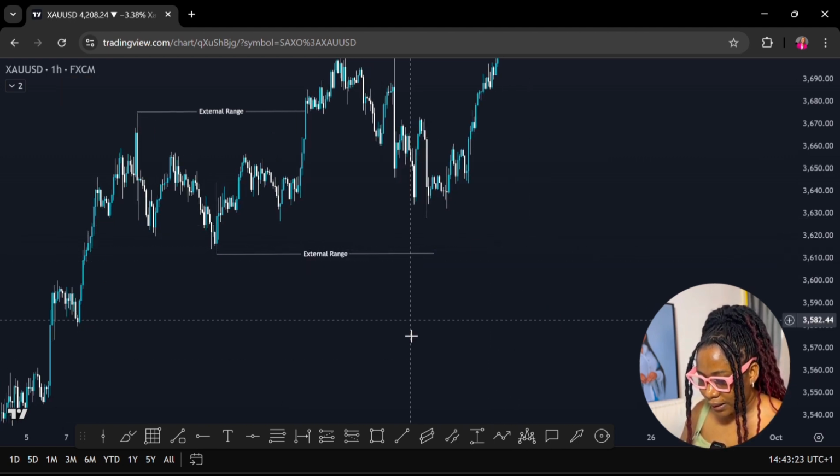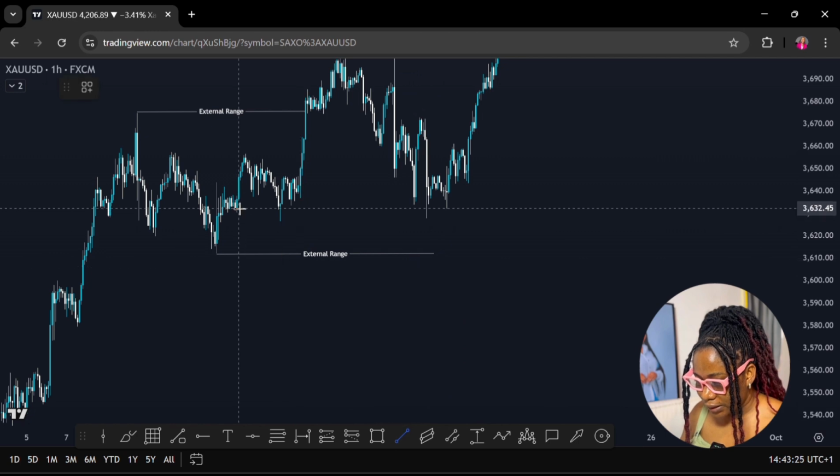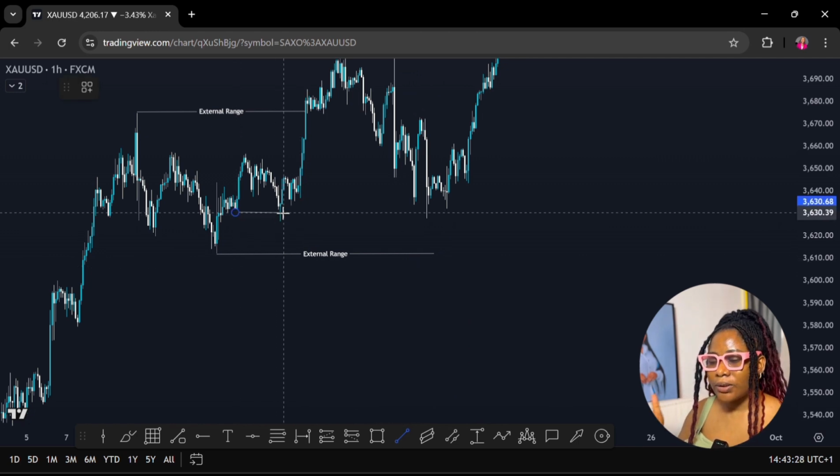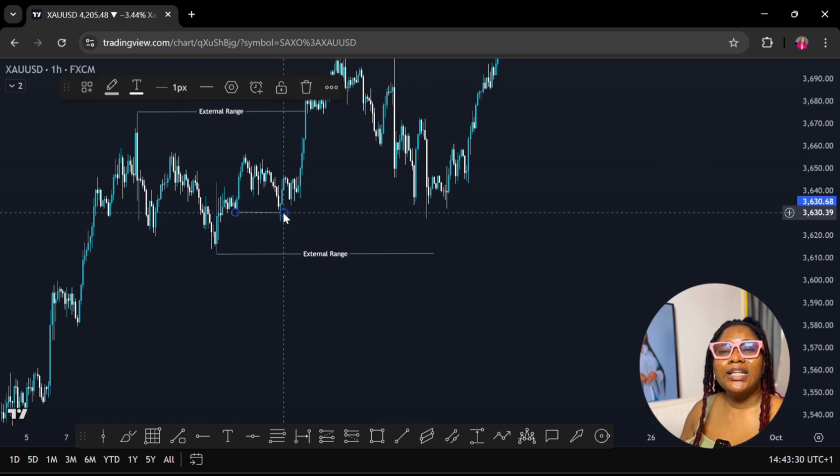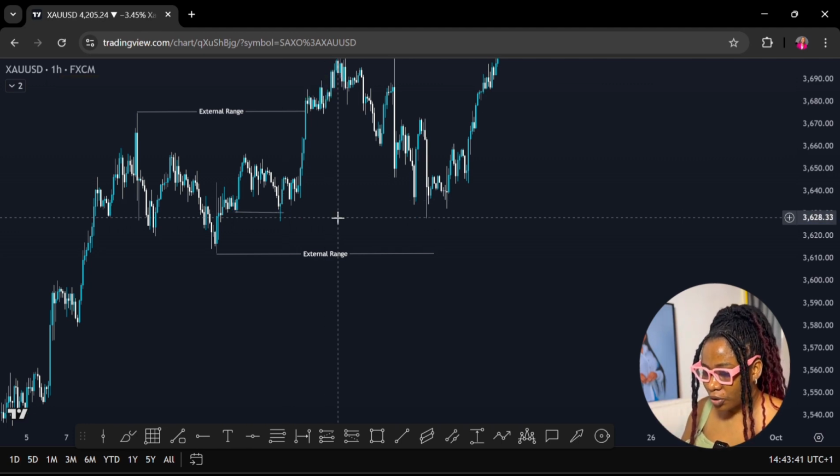Now you can see our internal range here. This is an inducement. Another thing I forgot to mention is that inducement should break structure. A liquidity must not necessarily break structure, but an inducement should break structure.